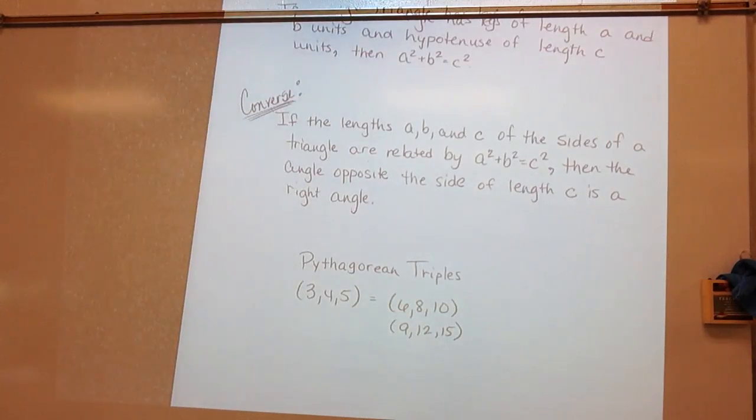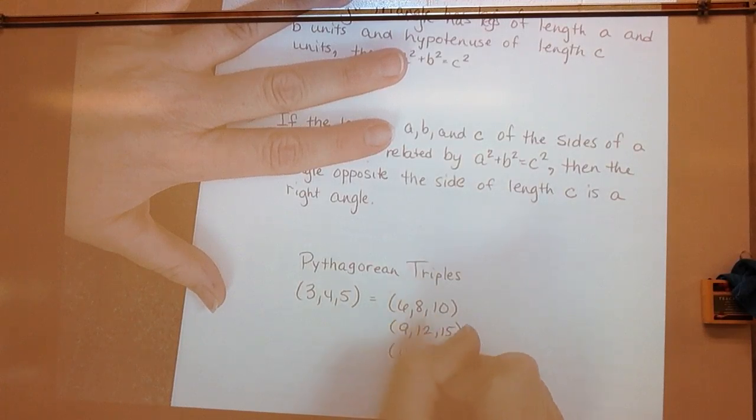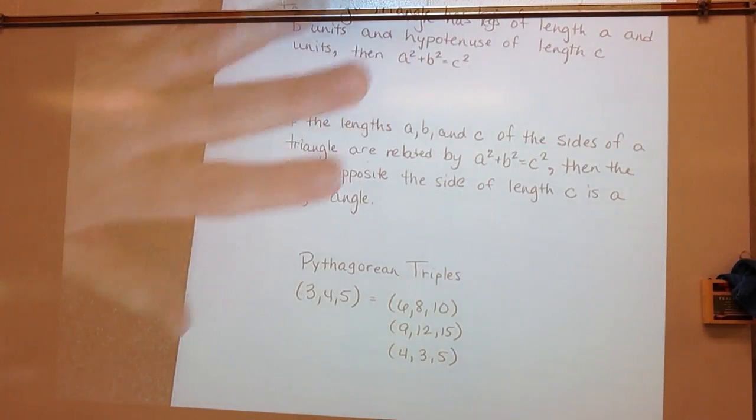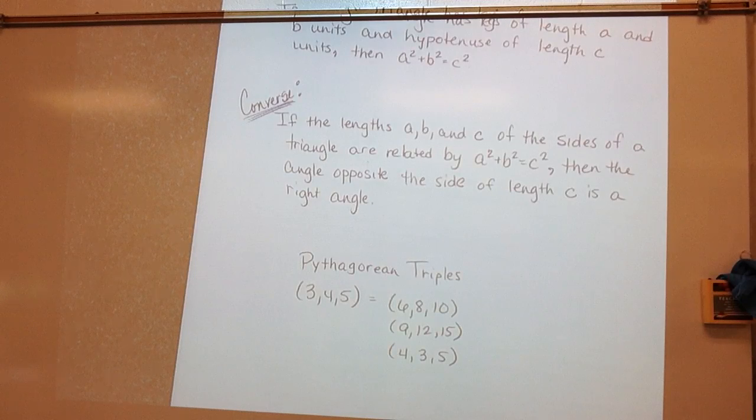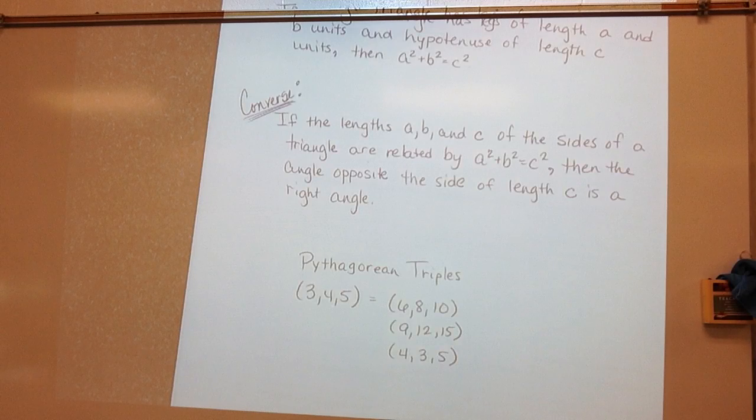Okay? So these are Pythagorean triples. They are multiples of 3, 4, and 5. I also want you to understand that that can be a Pythagorean triple, because they represent the same triple. We just refer to it as 3, 4, 5.